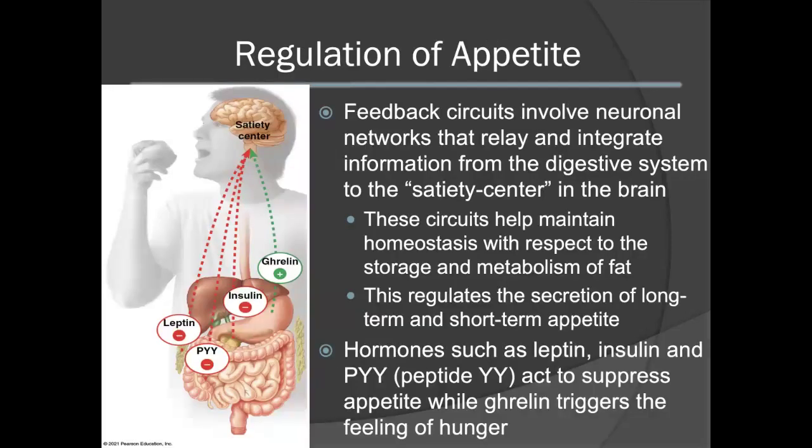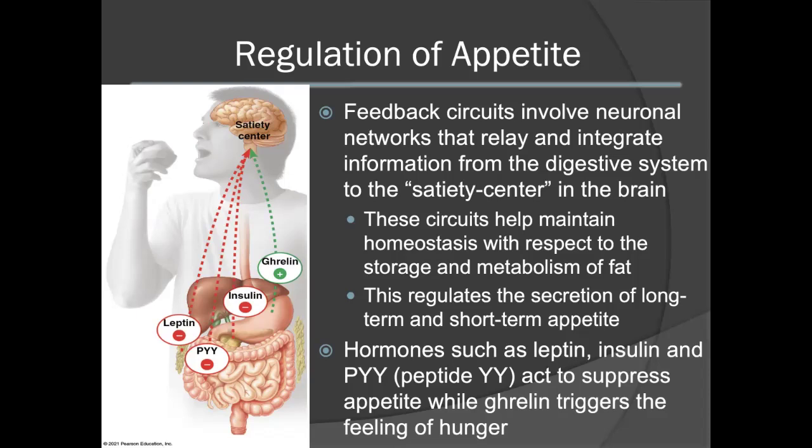And finally, with respect to regulating the various processes of the digestive system, it is also important to regulate appetite. In order to regulate appetite, there are many feedback circuits that are present. These feedback circuits involve neuronal networks that relay and integrate information from the digestive system to the brain. These circuits are very important in maintaining homeostasis with respect to the storage and metabolism of fat. These feedback circuits also regulate the secretion of long-term and short-term appetite hormones.